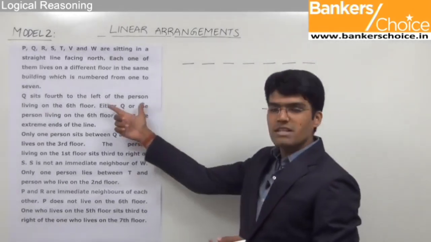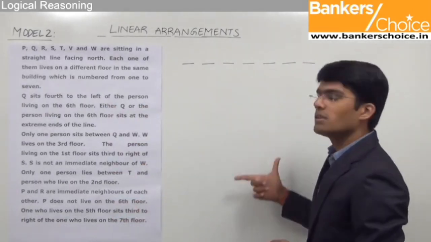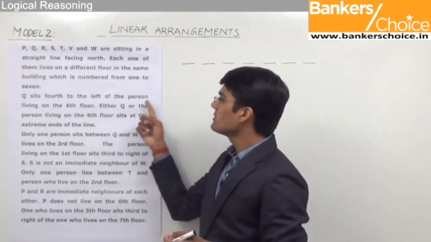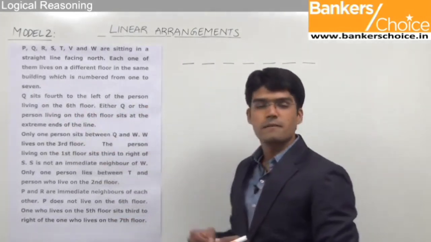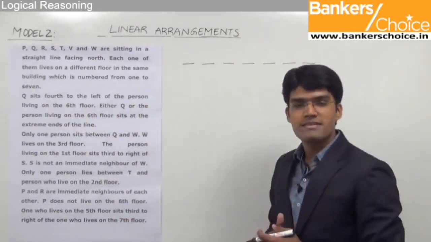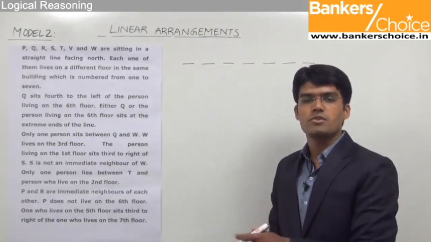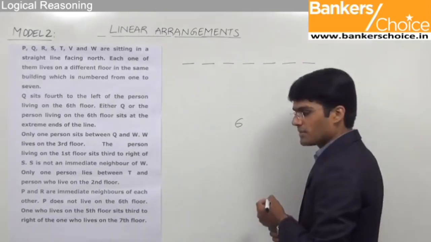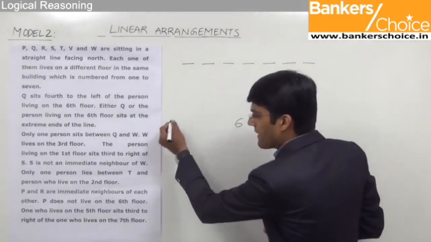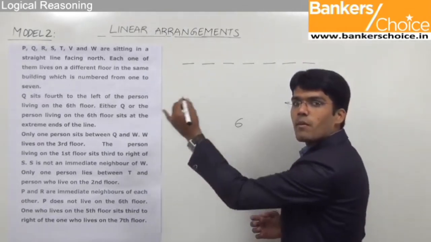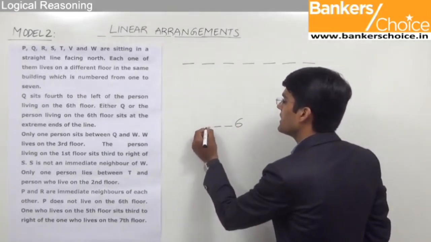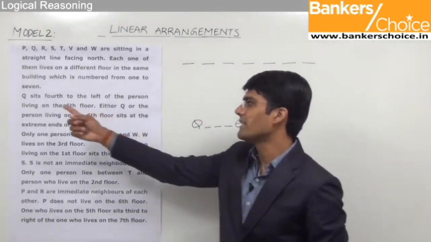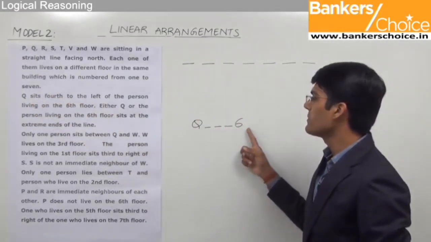Let us now read the statements one by one and try to find out the possible arrangement. The first statement here is Q sits 4th to the left of the person living on 6th floor. As we know that when persons are facing north, left of the person should be towards our left. We can say that if the 6th floor person is in this position, Q should be towards left of this person, which is nothing but our left. So 1, 2, 3 and 4 places away will be Q. So this justifies the first statement, that is Q is 4th to the left of the person on 6th floor.